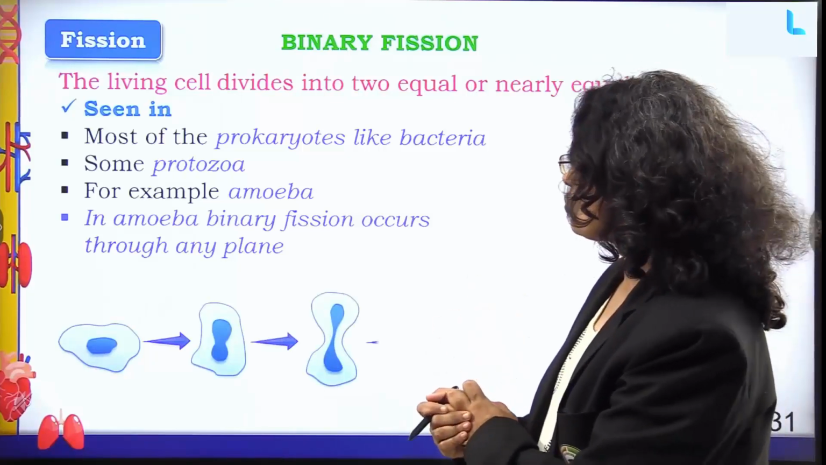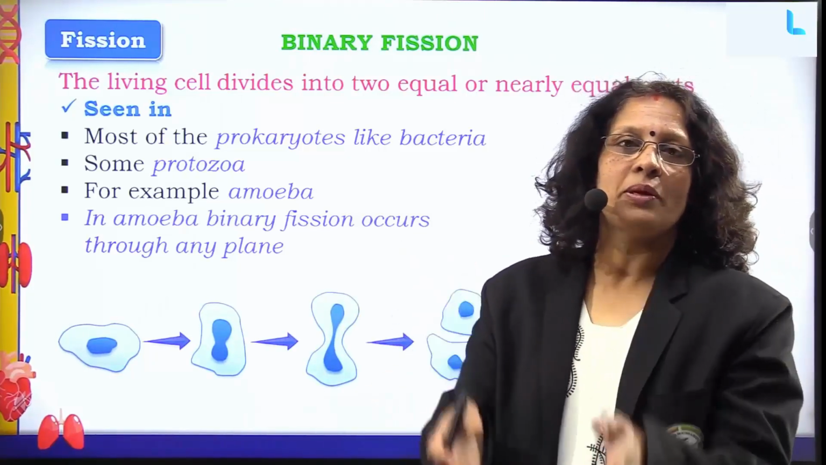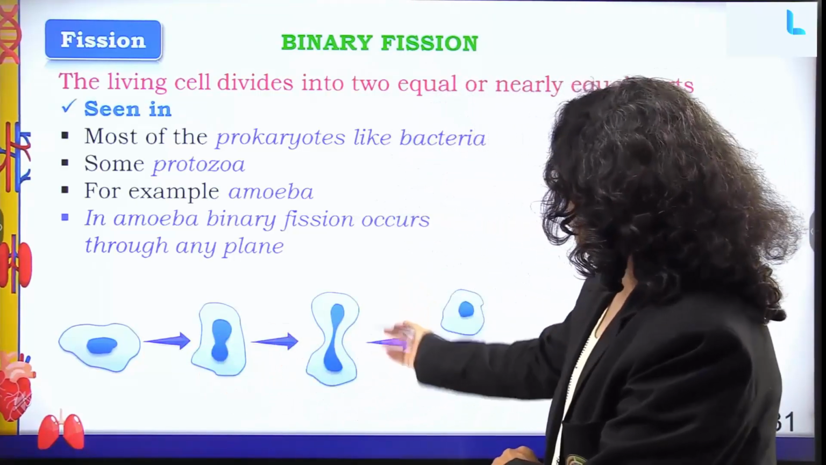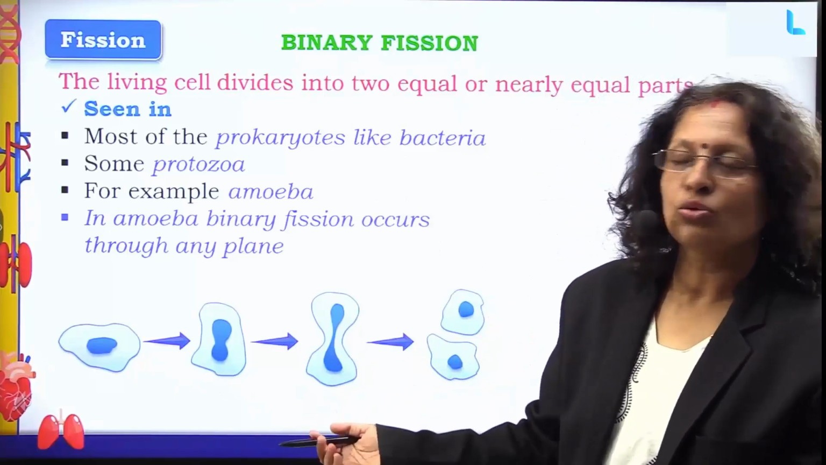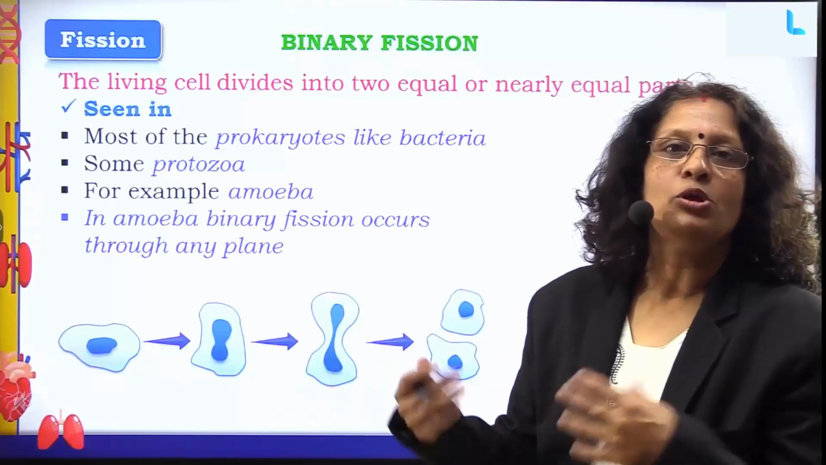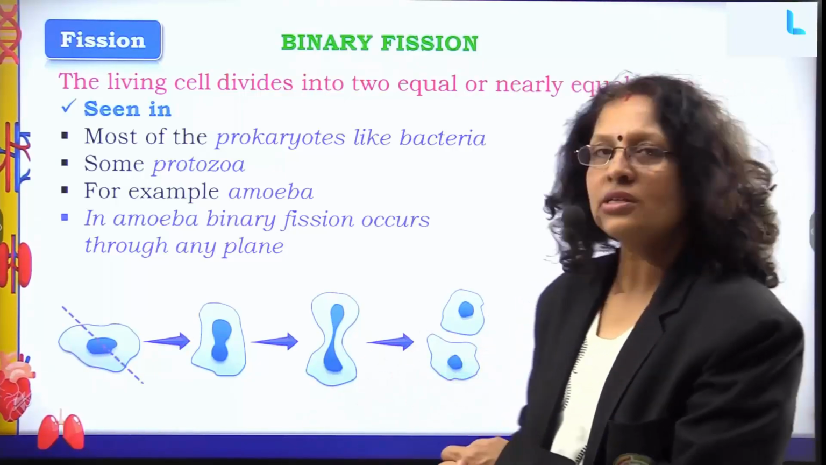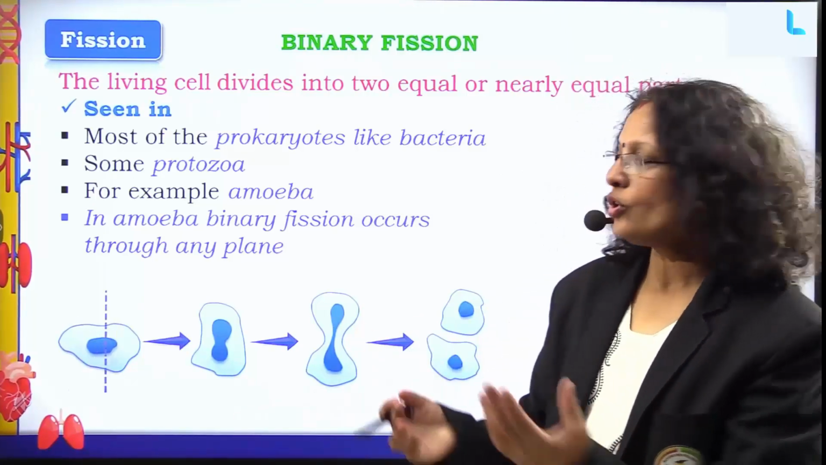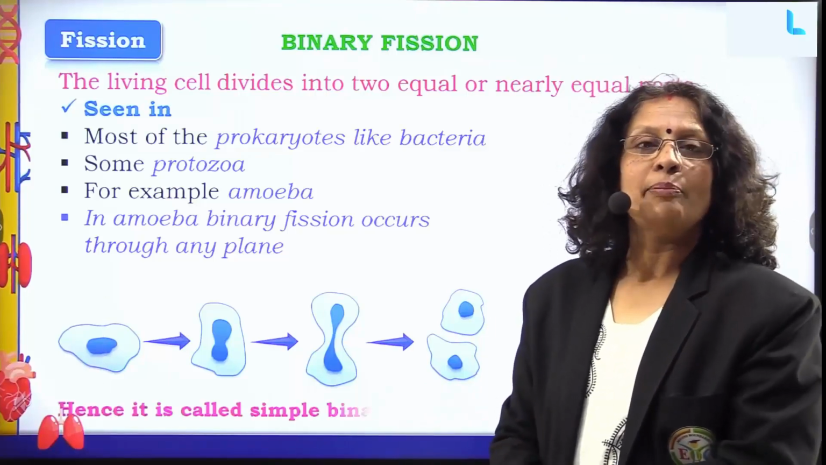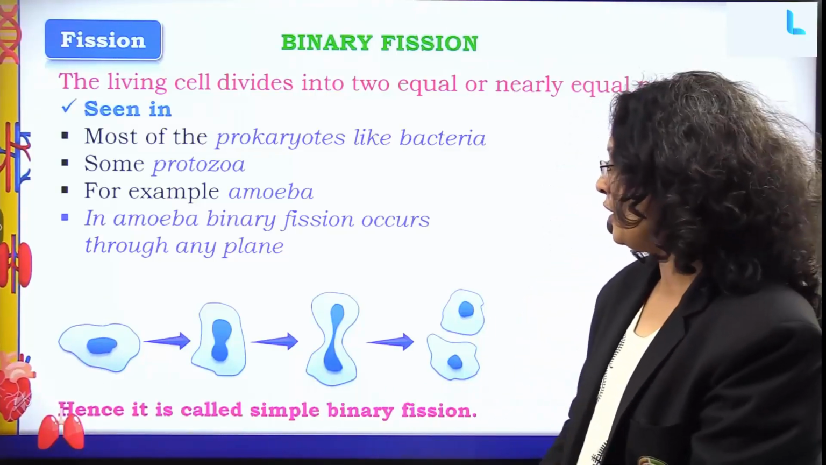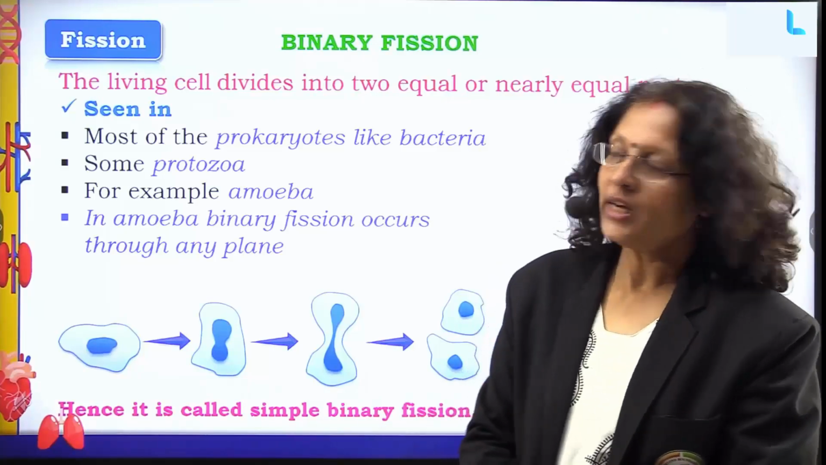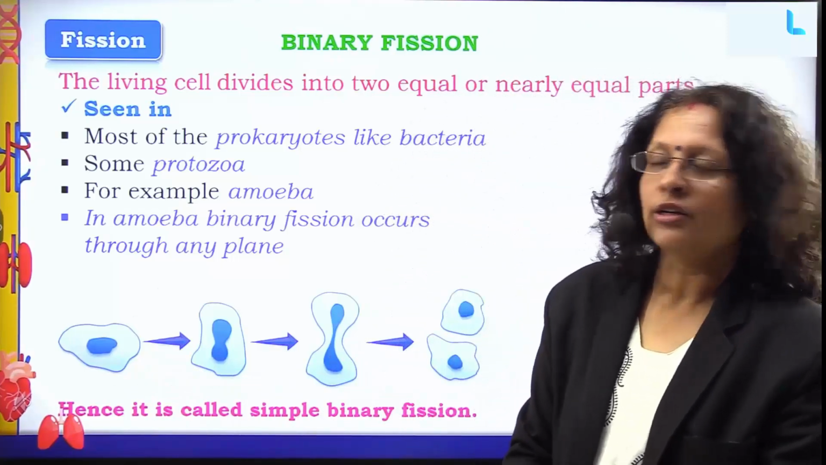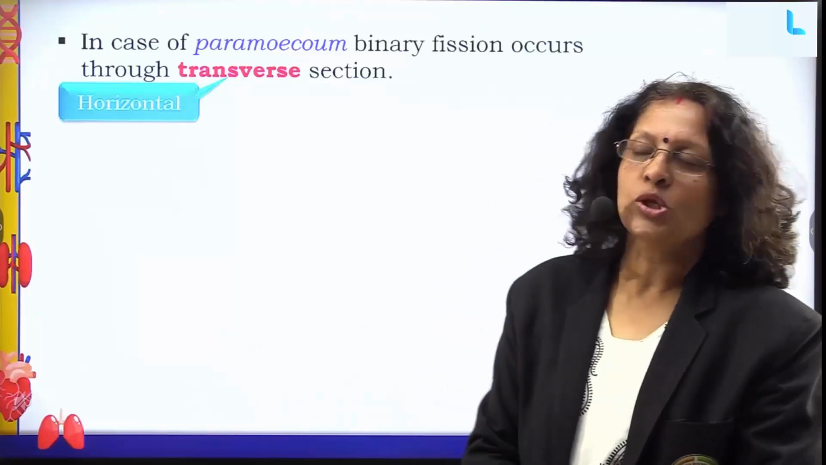In amoeba, binary fission occurs through any plane, meaning it is not necessary that they divide only in one plane. In any direction their cells can start dividing, elongate and make two different cells like that. So one amoeba can become two amoebas. See, these are two individuals, and they can further divide again. So their multiplication is happening at a tremendous rate, and there are plenty. Hence it is called simple binary fission. Why is it called simple? Because the breaking of the nucleus can happen at any angle, in any direction. It does not require any symmetry or any specific direction.